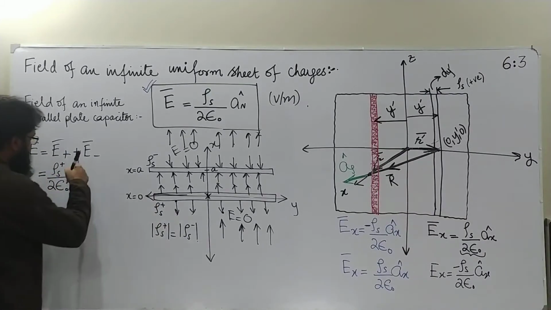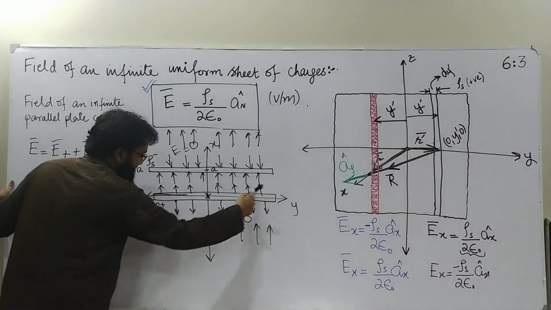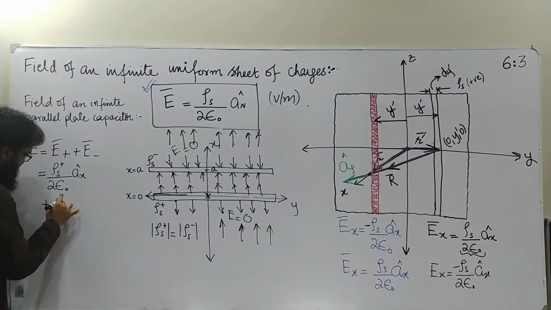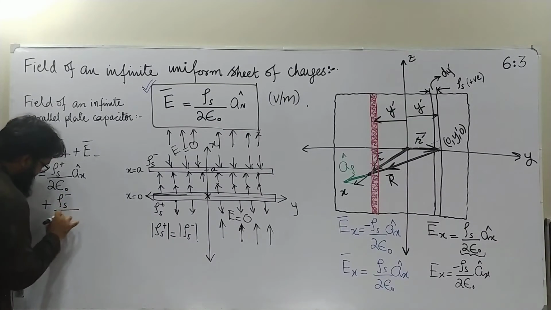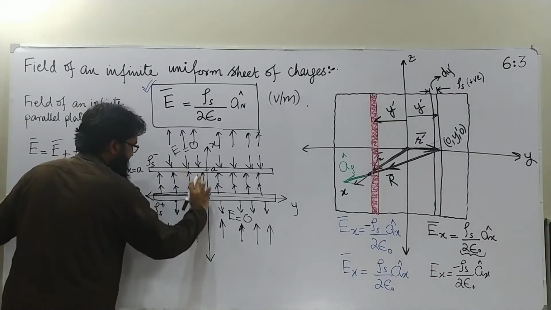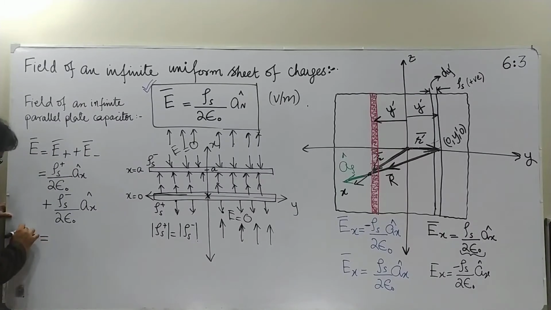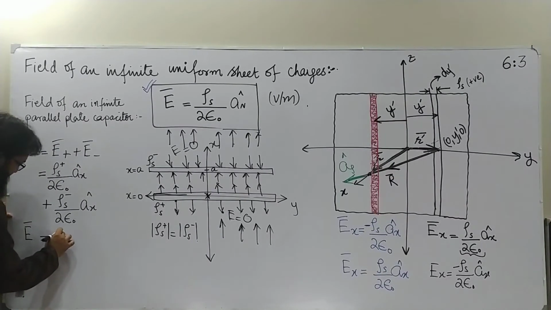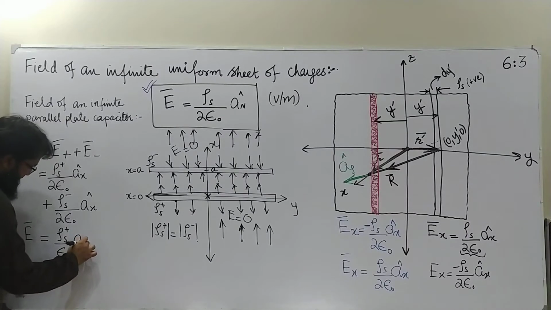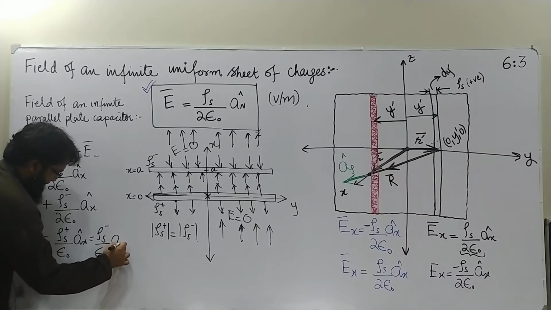Okay, and the field due to the negatively charged sheet, that is E minus, within this volume between these two plates has got the magnitude rho s minus divided by 2 epsilon naught, and again the direction of the field is ax. So I can write that the total electric field is rho s plus upon epsilon naught ax, which equals rho s minus divided by epsilon naught ax.